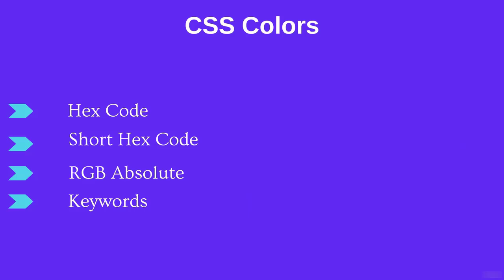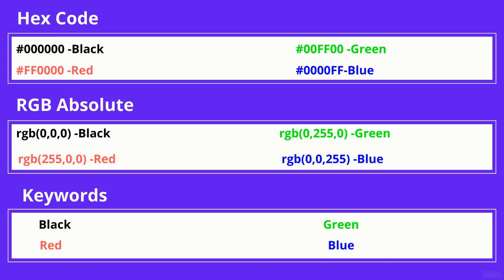Here we have 4 different ways of doing the same. First is passing the hexadecimal code, short hexadecimal code, RGB absolute and keywords. Whenever we talk about a color, all the colors are made up of three basic colors, that is red, green and blue. This RGB combination will help us form the different colors. Keywords will help us write the name of a specific color. So here is a short example.